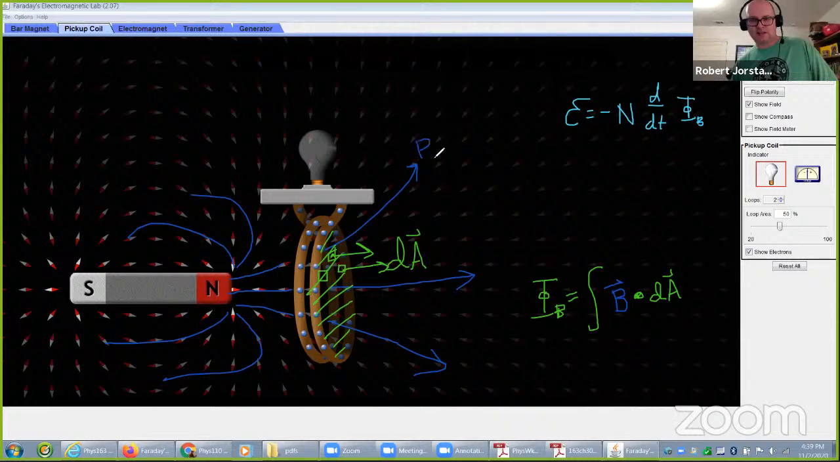So let me pause for a second. And let's look at this. Again, the B is the blue arrows. The green is the area of the loop. So in this case, the area of the loop, we could split up into tiny little chunks of area called dA, differential areas.